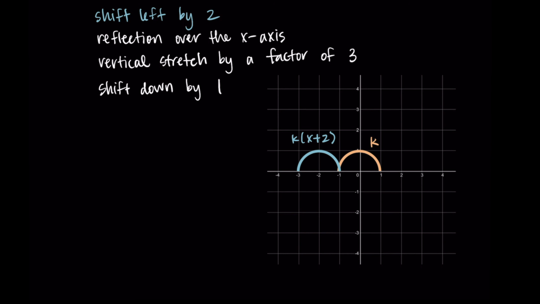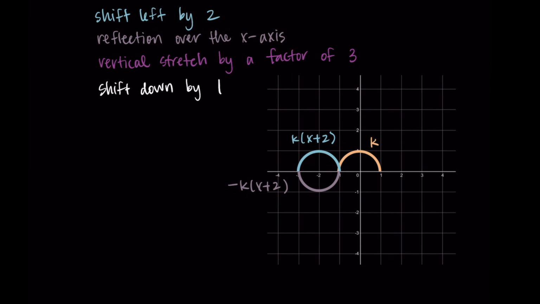All right, next we do a reflection over the x-axis. So this is a vertical reflection, and we're going to just take all of the values that are above the x-axis and move them below. So I've just reflected this over, and this corresponds to -k of x plus 2. So we've taken those outputs and made them negative. All right, so that was our second transformation.